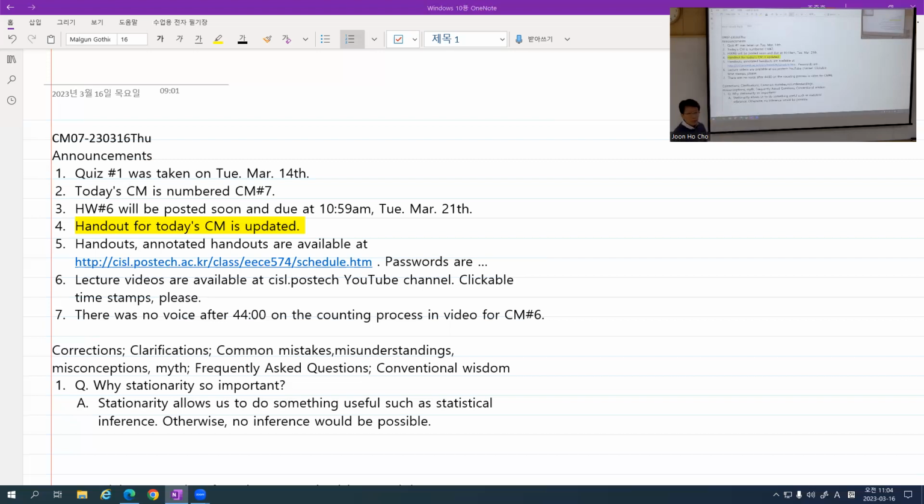Also, not only stationarity, but also so-called ergodicity is very important for statistical signal processing. And we are going to cover it after we finish section 6.6 in the Peebles textbook. Got it?